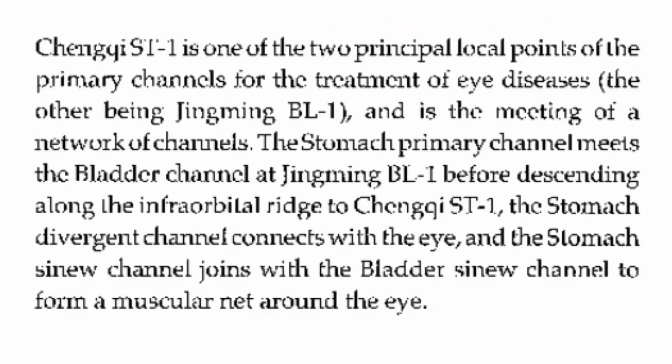Stomach 1 is one of the 2 principal local points of the primary channels for the treatment of eye diseases, the other being Bladder 1, and is the meeting of a network of channels. The stomach primary channel meets the bladder channel at Bladder 1 before descending along the infraorbital ridge to Stomach 1. The stomach divergent channel connects with the eye, and the stomach sinew channel joins with the bladder sinew channel to form a muscular net around the eye.